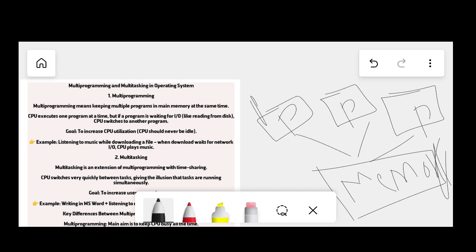So the CPU can work on only one program at a time. Basically, when one program is waiting for input or output, the CPU switches to another program. This way the CPU is never in an idle state.